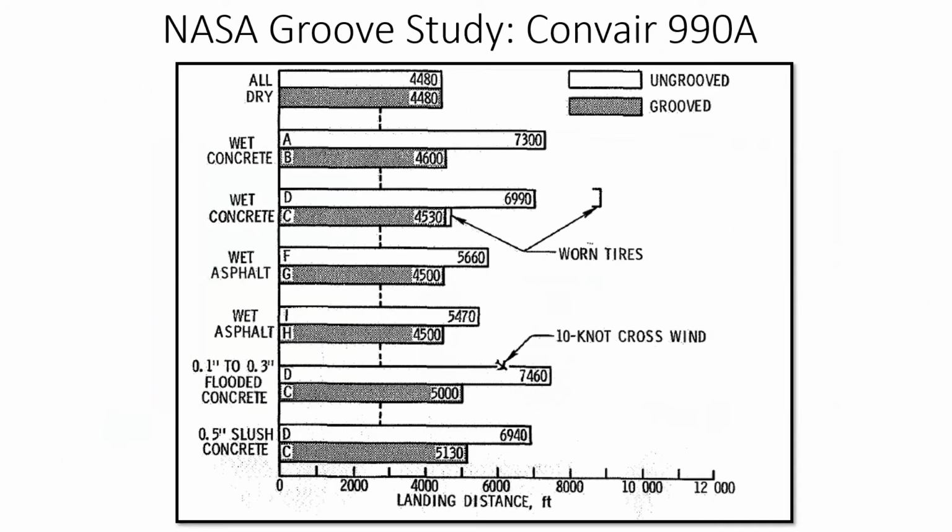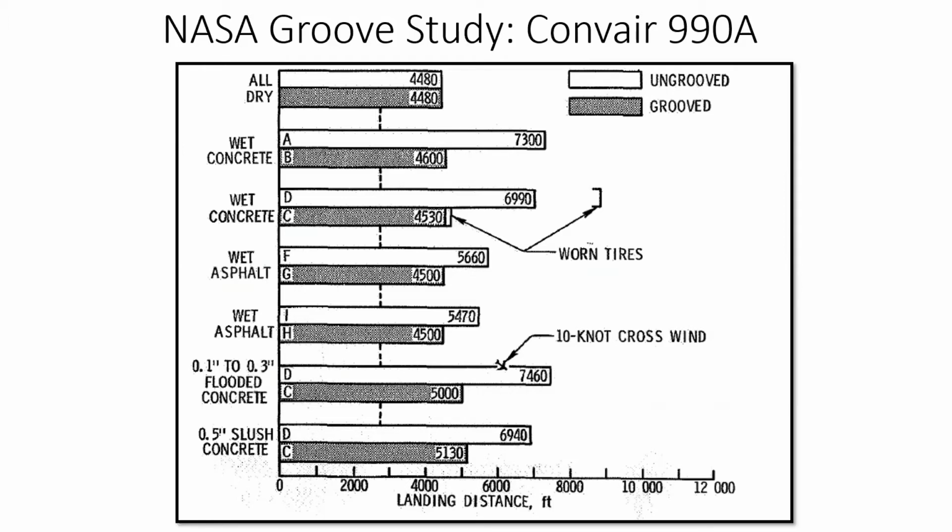NASA did a similar study with a different aircraft. The previous example was transport category jets. This was with a transport category turboprop. And this is worth looking at again because it emphasizes how different the expected braking performance can be once we start talking about different runway surfaces.